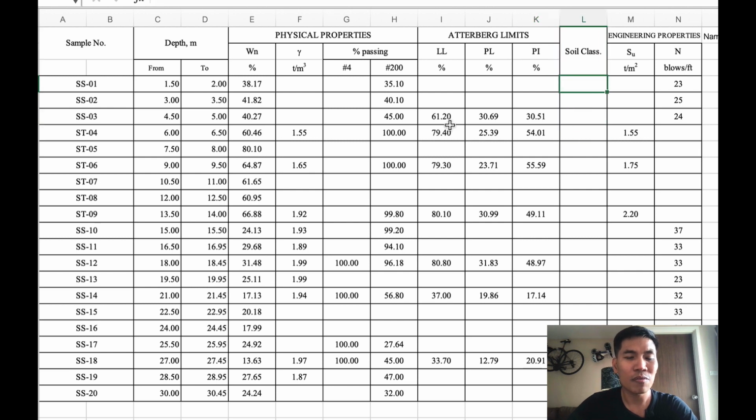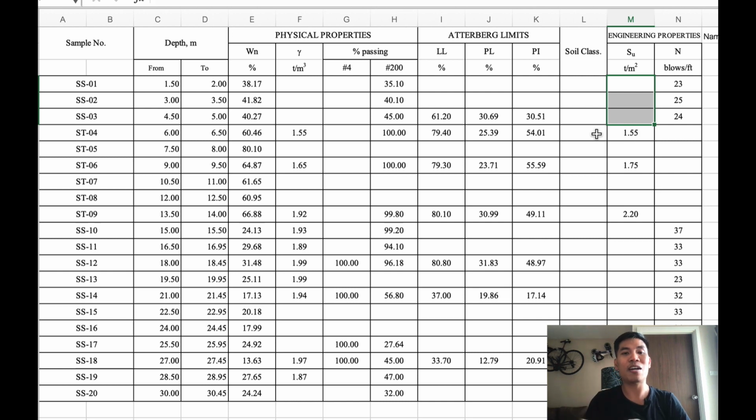If you have forgotten soil mechanics, my recommendation is to go back and read soil mechanics. I just heard they have an online course of soil mechanics. You can go back and study again what these mean: liquid limit, plastic limit, and plasticity index. And you also have the engineering property, which is the SU.